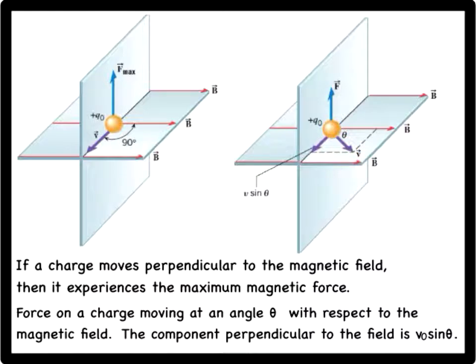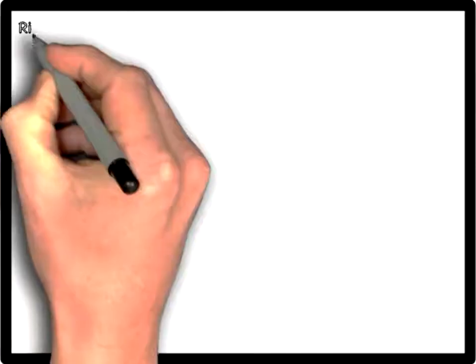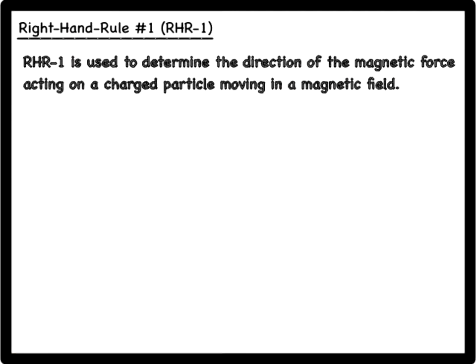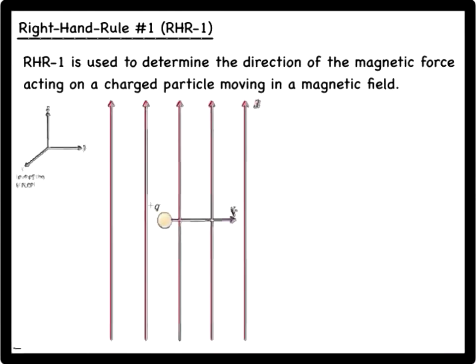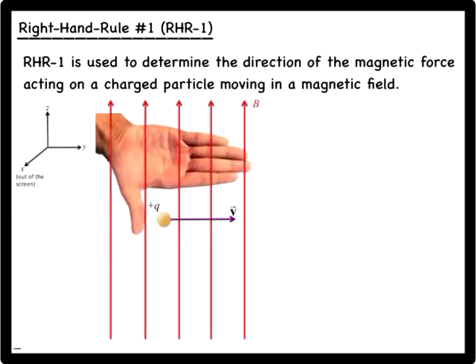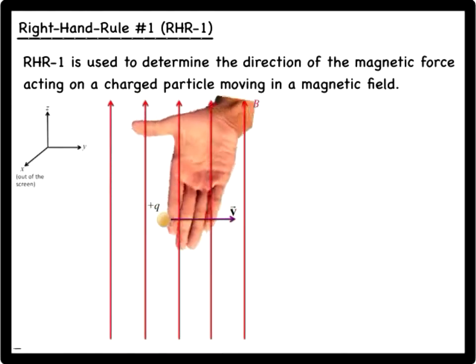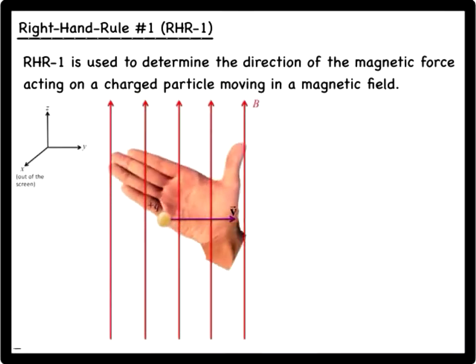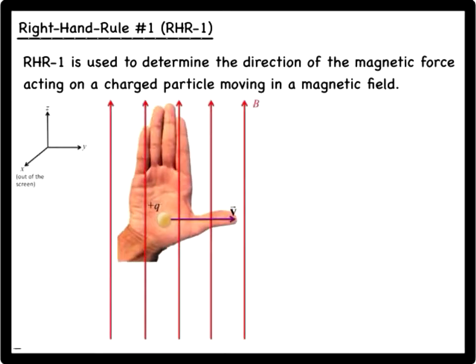Over the next two chapters we will use a series of right-hand rules, which will help us in determining the directions of forces and magnetic fields for different situations. Here we introduce right-hand rule number 1, which is used to determine the direction of the magnetic force acting on a charged particle moving in a magnetic field. Extend the right hand so the fingers point along the direction of the magnetic field B, and your thumb points along the velocity v of the charge. The palm of your hand then faces in the direction of the magnetic force F that acts on a positive charge. It is as if the open palm of the right hand pushes on the positive charge in the direction of the magnetic force.